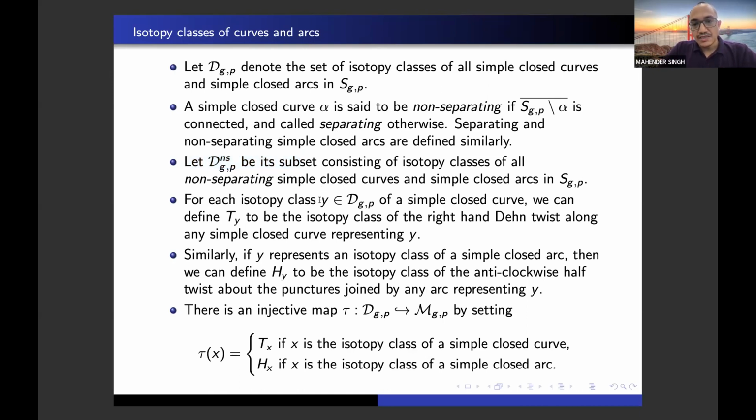To each isotopic class Y belonging to D_{g,p} of a simple closed curve, one can define the Dehn twist T_Y to be the isotopic class of the right-hand Dehn twist. I'm again abusing the notation, using the same notation for the Dehn twist as well as its isotopic class. Similarly, one can do this for simple closed arcs, denoting the half twist by the same notation. Then you have a map from the set D_{g,p} to M_{g,p}, under this convention, which simply maps X to tau_X if X is the isotopic class of a simple closed curve, and H_X if X is the isotopic class of a simple closed arc.